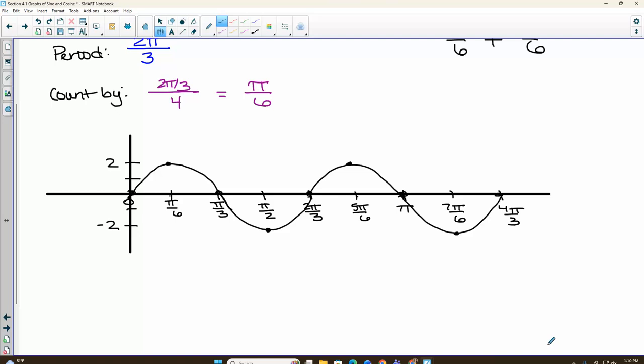Tomorrow we'll keep working with this. If I have some time at the end of tomorrow, I might do an intro to section 4.2, but the 4.1 handout is due Monday. And you do them on notebook paper and we'll turn that in. Are there any questions there?